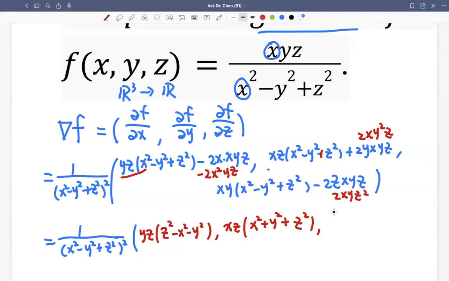The third term we have 2xyz squared, right? So we still have xy outside. Now we have negative 2z squared, positive 2z squared. So we get an x squared minus y squared minus z squared. And that's it. Or maybe one more parenthesis. We still get another vector.